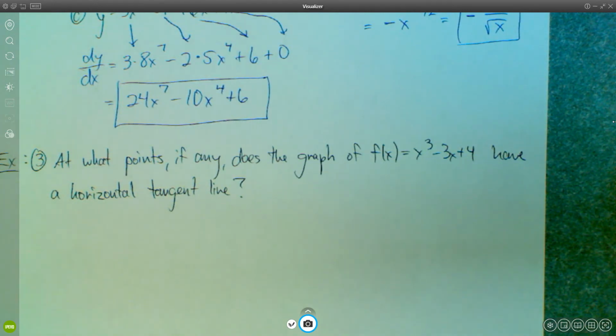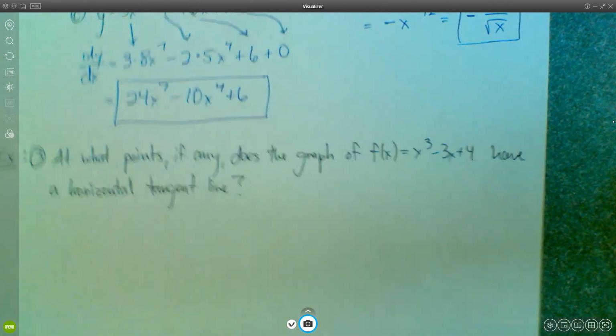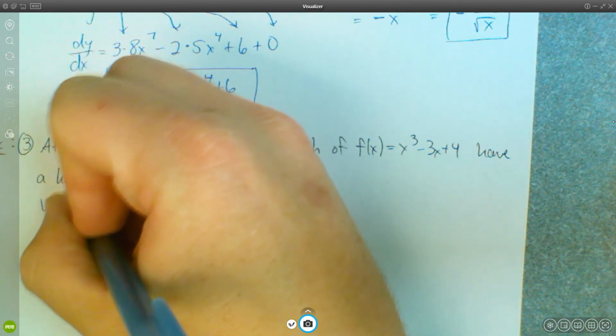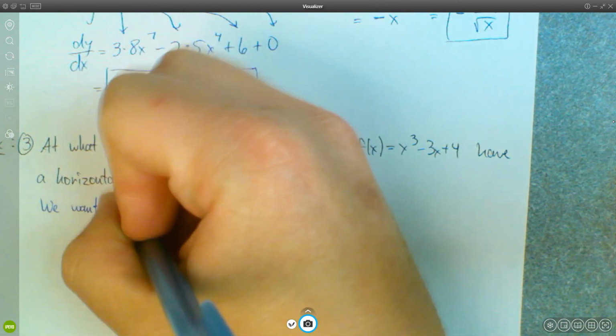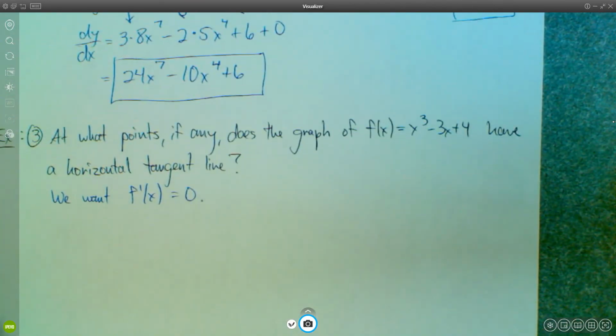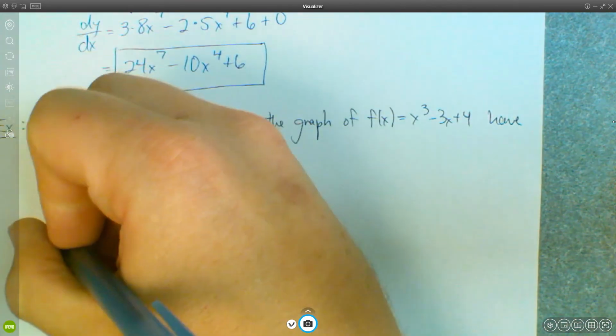So if you have a horizontal tangent line, then the slope of the tangent line is 0. Well, the slope of the tangent line is just the same thing as the derivative, right? So in other words, we're looking for where the derivative of the function is equal to 0. So we want f prime of x to equal 0. Okay? Well, let's figure out what f prime of x is.